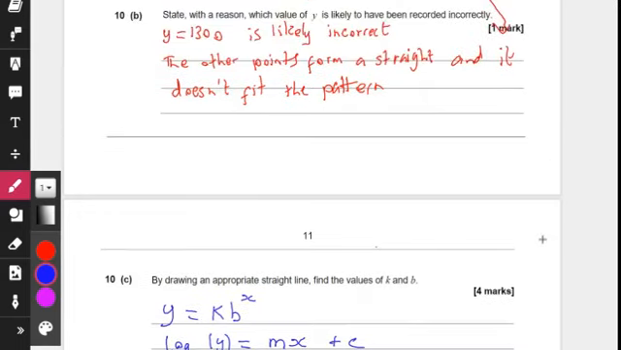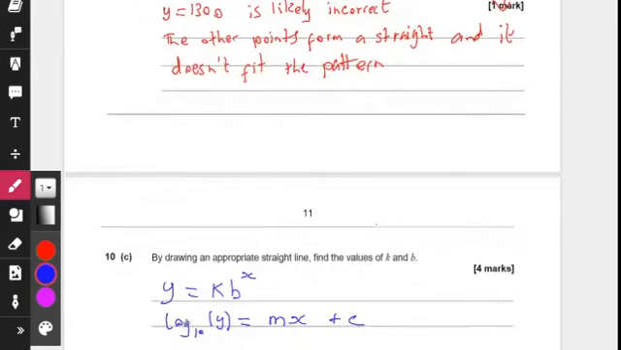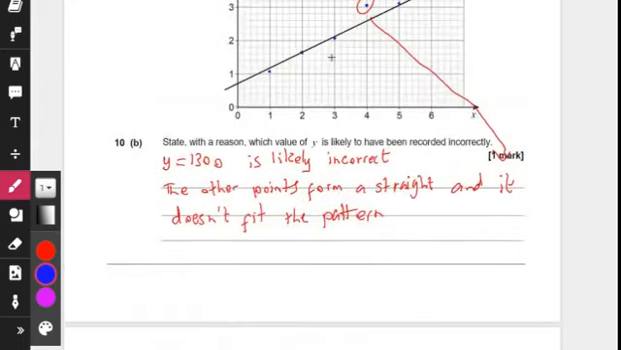So the bit along the vertical axis is like your y, which is your log to the base 10 of y equals mx plus c. Then to work out m, we just need to work out the gradient of the line.